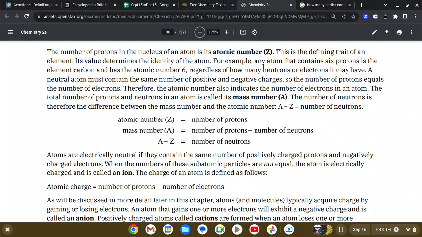The total number of protons and neutrons in an atom is called its mass number, A. The number of neutrons is therefore the difference between the mass number and the atomic number: A minus Z equals number of neutrons.